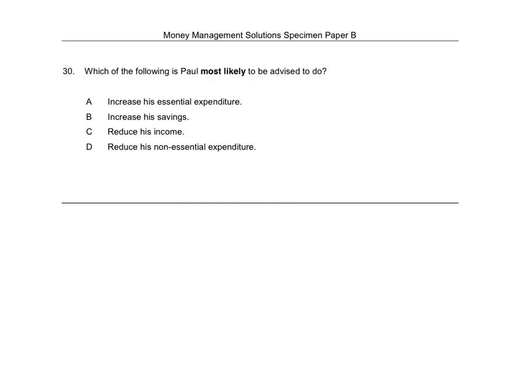Right, final question. Which of the following is Paul most likely to be advised to do? It's not going to be about increasing his expenditure. He's not going to be told to increase his saving. He's not going to reduce his income. He needs to reduce his non-essential expenditure, which basically means reduce the things he doesn't really need. There we are.